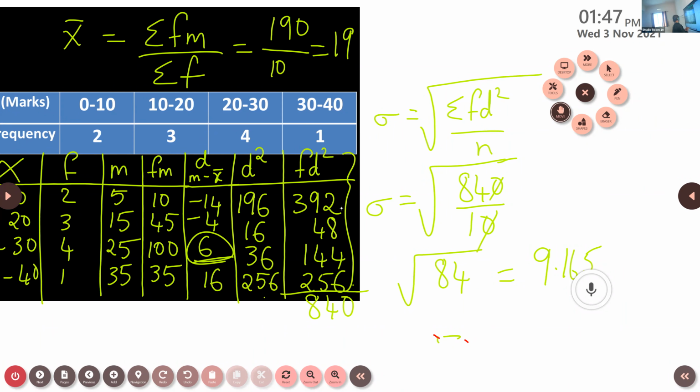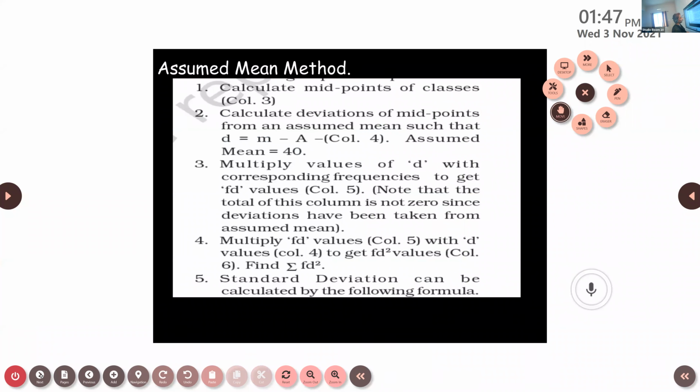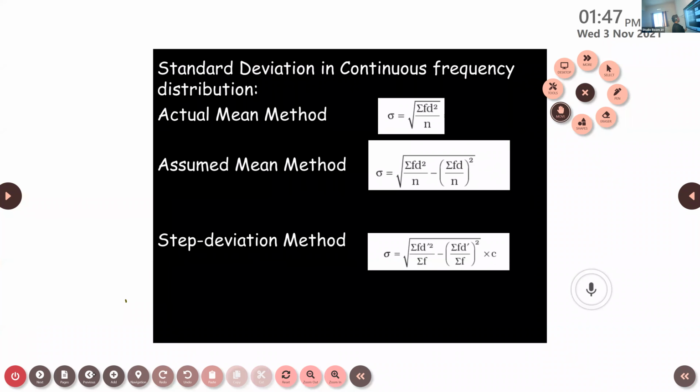Okay. Now we are going to the next method, that is the assumed mean method. So how to find it through the assumed mean method? Now you know the formula. What is the formula once more? Rahul, can you read this? Assumed mean method. Whole root of sigma FD square by N minus sigma FD by N whole square.